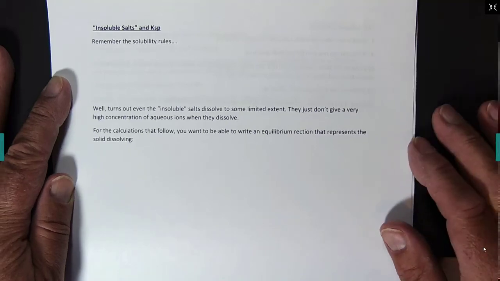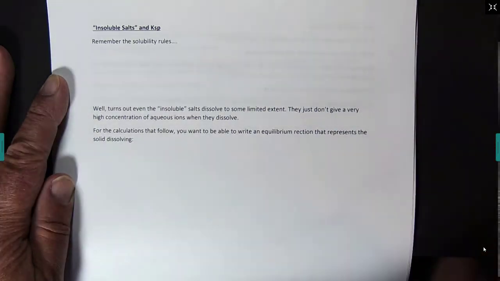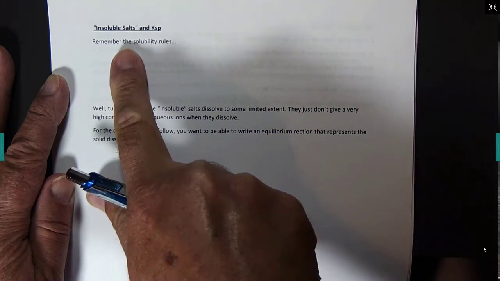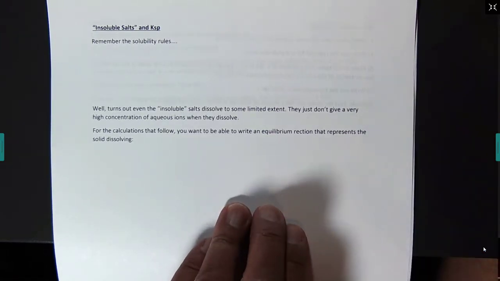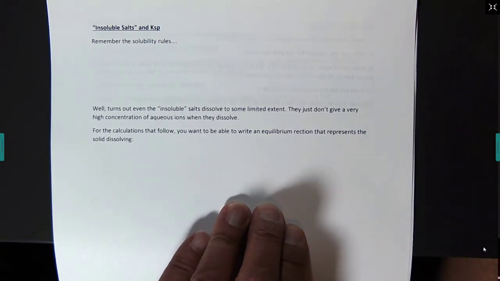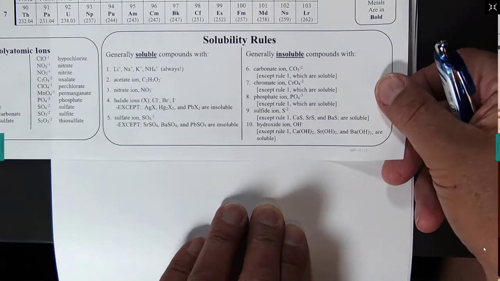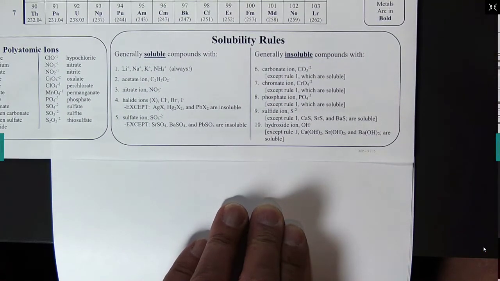All right, the third quiz is coming up, and it does cover a few calculations involving insoluble salts and Ksp. So let's take a look at this topic. What's this all about? Well, hopefully you remember the solubility rules from Chem 1. It tells you whether or not something dissolves in water.